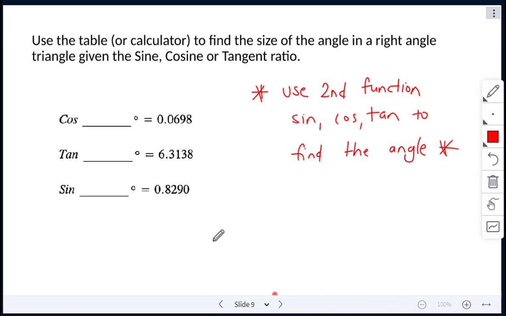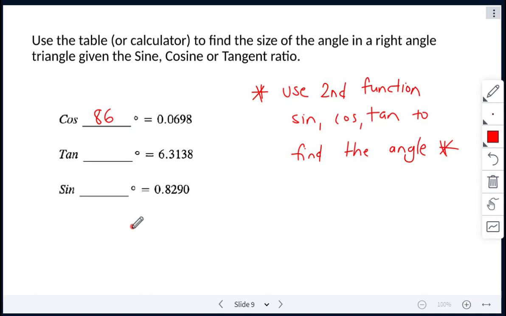So here, next, we are looking at finding the size of the angle in a right triangle given the sine, cosine, or tangent ratio. For this type of question, when we are trying to find the angle, you have to use your second function, sine, cosine, tangent, to find the angle. You might see it on your calculator as second function or inverse function. All right, so type in second function cosine 0.0698, and you'll get your angle rounded to the nearest whole number.